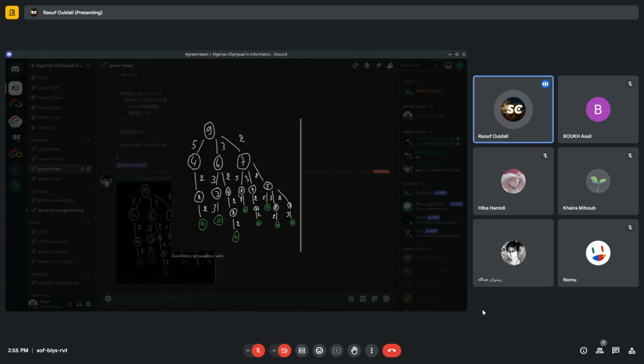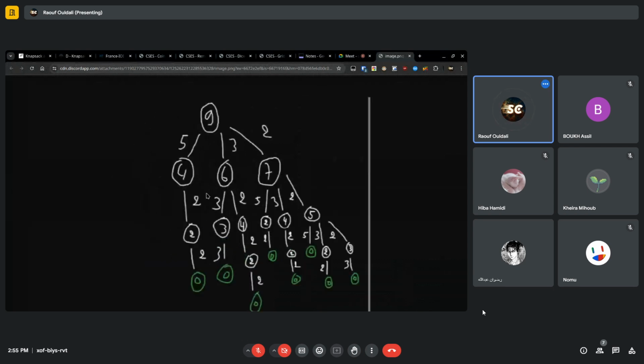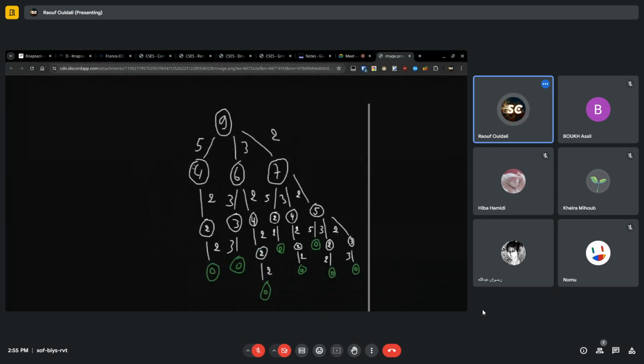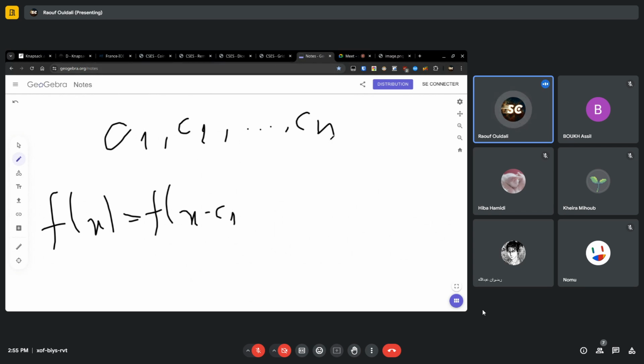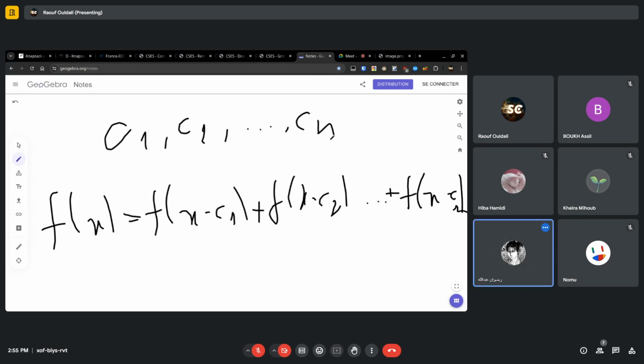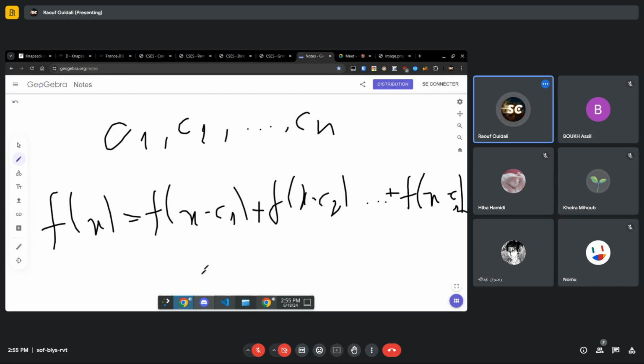Okay. So just from your tree, we notice that it's just the number of ways to make 4 or 6 or 7, right? And we sum them. Yeah. So if our coins are C1, C2 until Cn, then f of x is f of x minus C1 plus f of x minus C2 until f of x minus Cn, right? Yes. Okay, great. Let's try it.